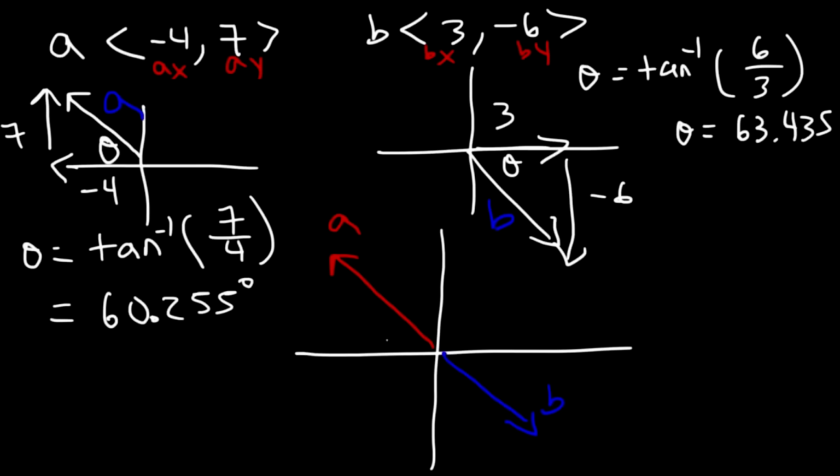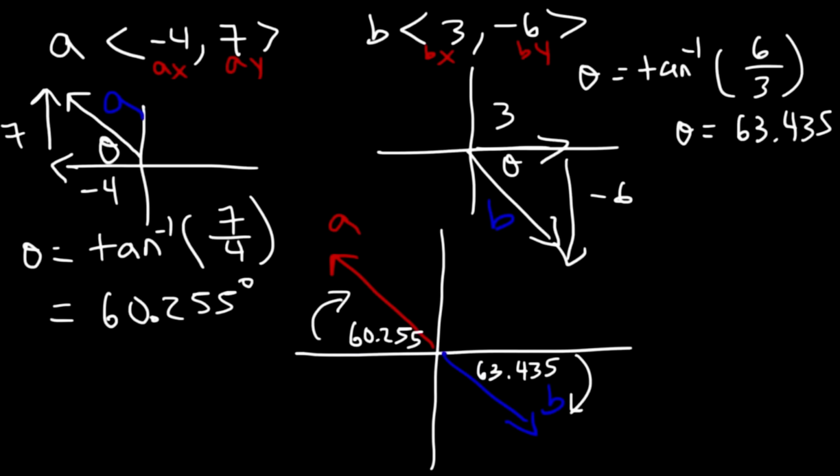Now the angle theta, in this case, it's between A and the negative x-axis. So this is 60.255. This theta is between B and the positive x-axis, excuse me. So this is 63.435.